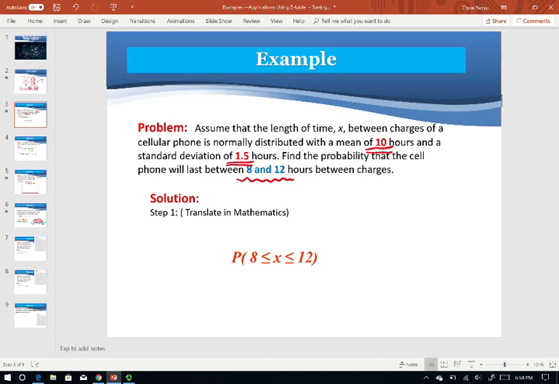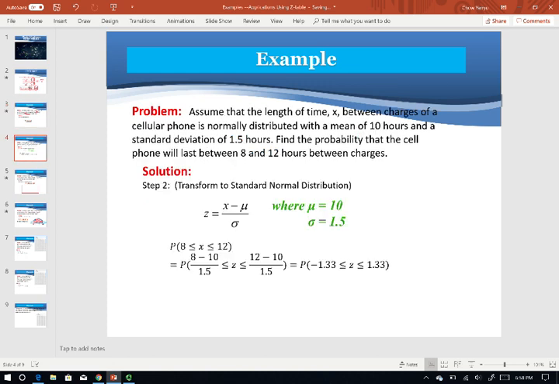First, we need to translate the sentence into mathematical form: between 8 and 12 hours, so the variable x is between 8 and 12 hours. Then we can use the z-formula to calculate the z-score for 8 and 12. That is 8 minus mean 10 divided by standard deviation 1.5, and 12 minus mean 10 divided by the standard deviation 1.5. So the z-score will be between negative 1.33 and 1.33.